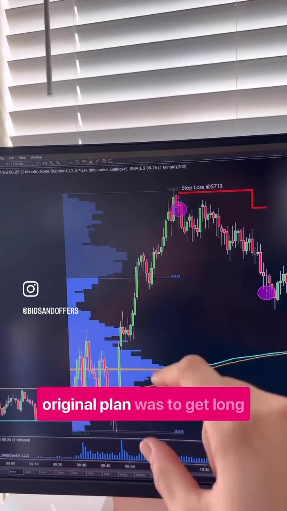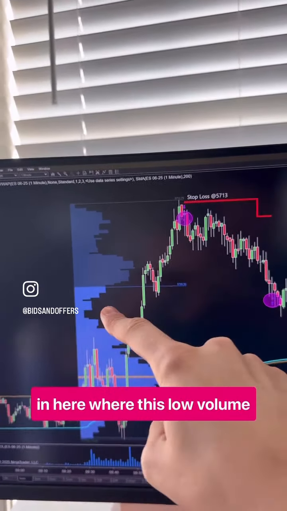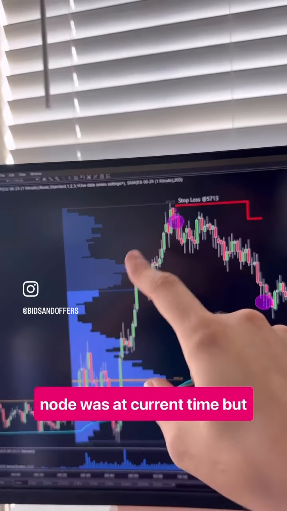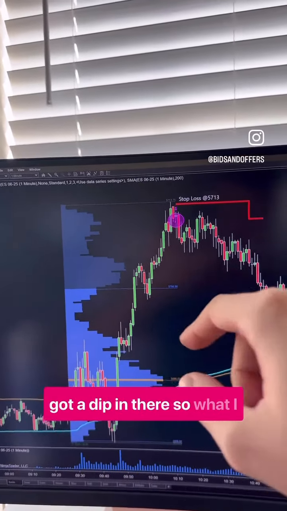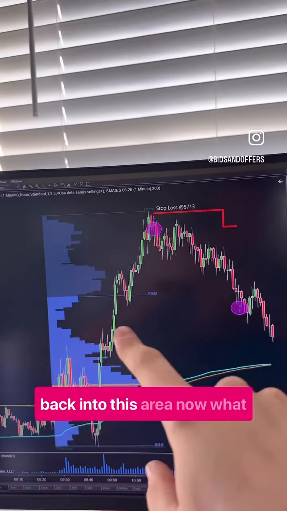price. My original plan was to get long in here where this low volume node was at current time, but that didn't work out. I never got a dip in there. So what I wanted to do was play a short back into this area.